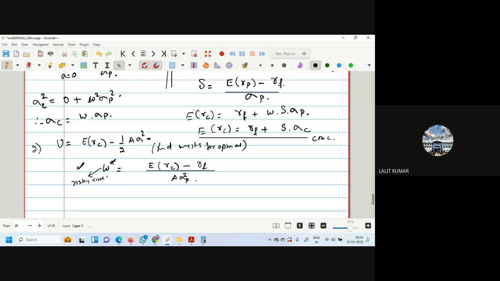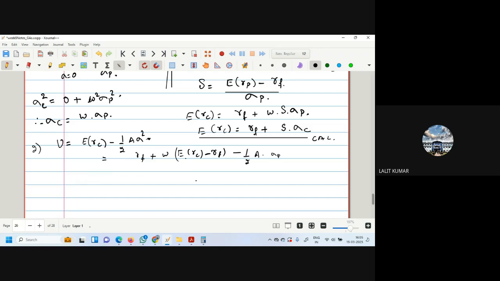Okay, or if you forget the formula, what you can do is put these values in. ERC, you can do RF plus W into (ERC minus RF) minus half into A. This sigma which is there, you know that it is sigma of P whole square. And then you can take the derivative of this with respect to W, and then you will get the answer. Okay, and this will become W square sigma P square.